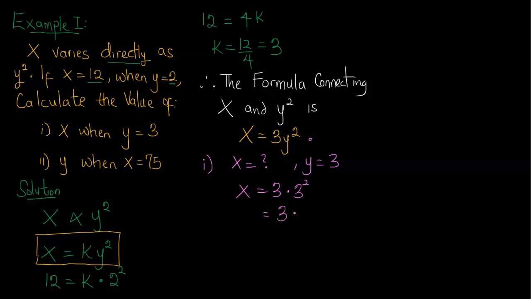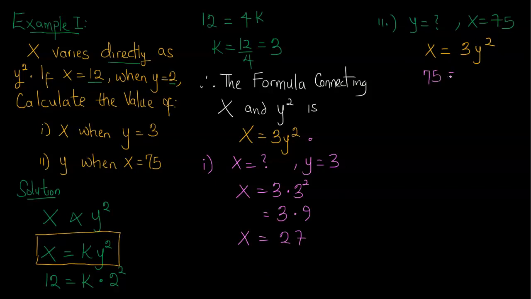So this is 3 times 3 squared, which is 9. So we can see that x is equal to 27. The second one, we are asked to obtain the value of y when x is 75. So as usual, I'm going to use the formula connecting x and y squared. That's x equals 3y squared. So already I know that x is 75, so I'm going to have 75 on the left equals 3y squared.